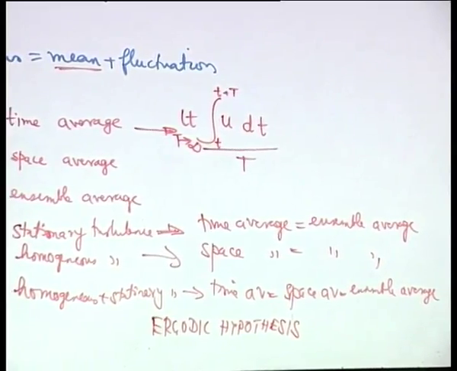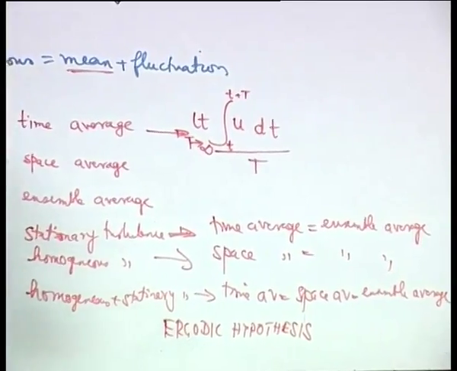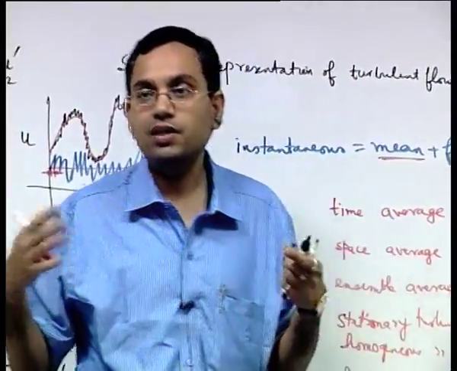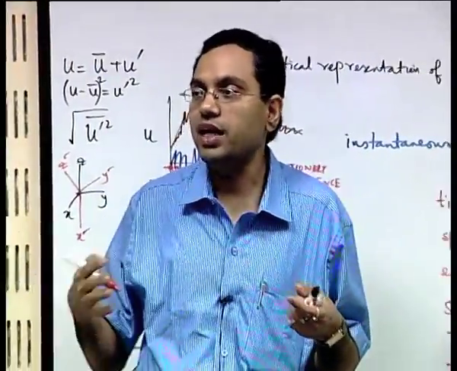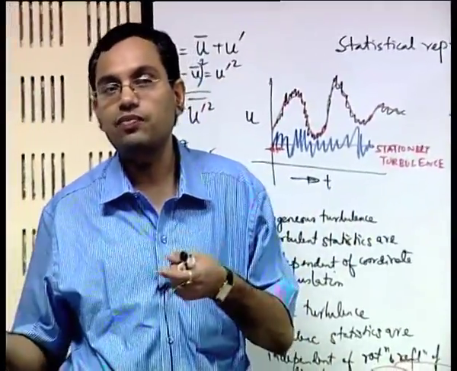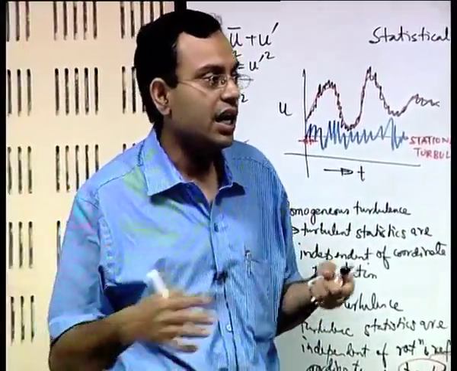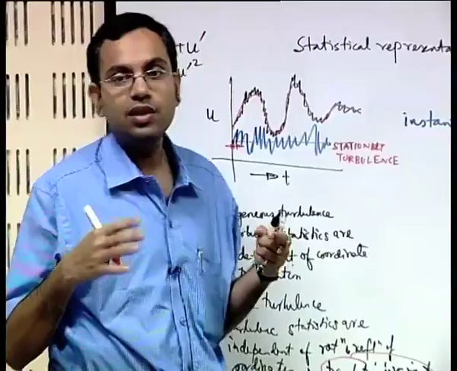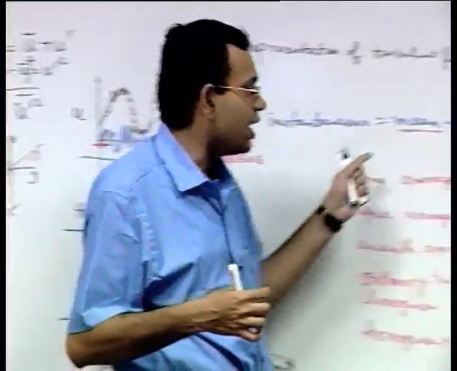So when we are doing an averaging, we will assume that we are doing either time average, space average or ensemble average, but if the ergodic hypothesis is valid, one can be replaced by the equivalence of the other, and so we will in general call it averaging, but that averaging may be time, space or ensemble.